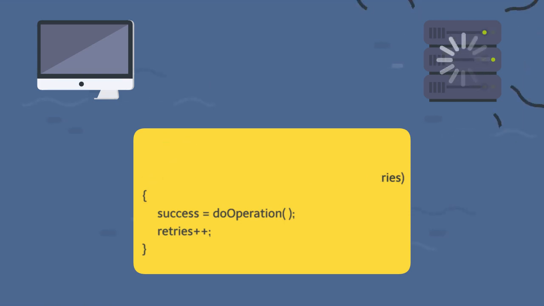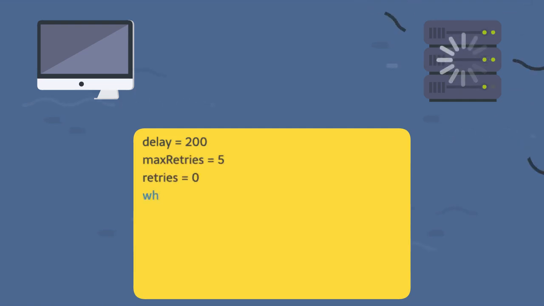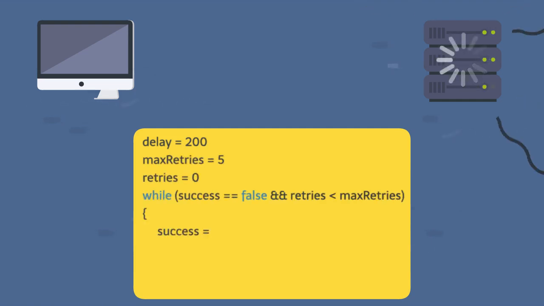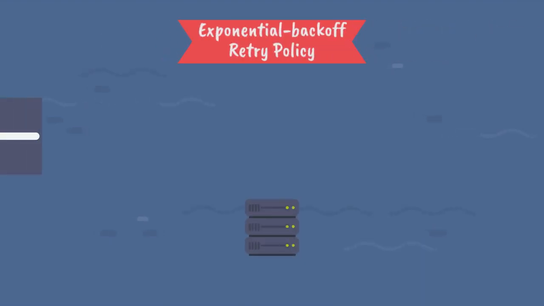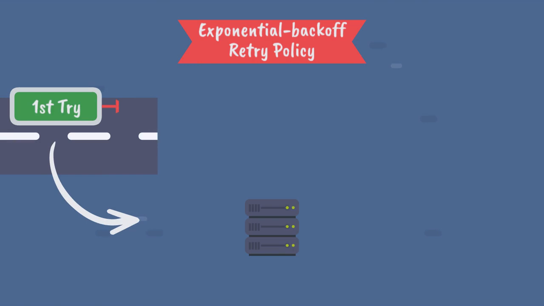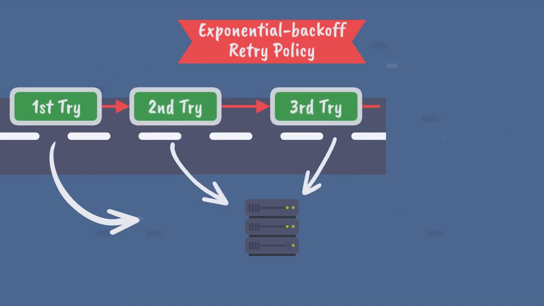This is why retry policies should include a delay, a period of time that your application will wait in between retries. This helps make sure that 1, we're giving enough time for the transient failure to resolve itself, and 2, we're not overwhelming the server that we're trying to talk to. One of the most common types of retry policies is the exponential backoff retry policy. This kind of policy starts out with a very small delay, but with each failed retry attempt, the delay grows exponentially.